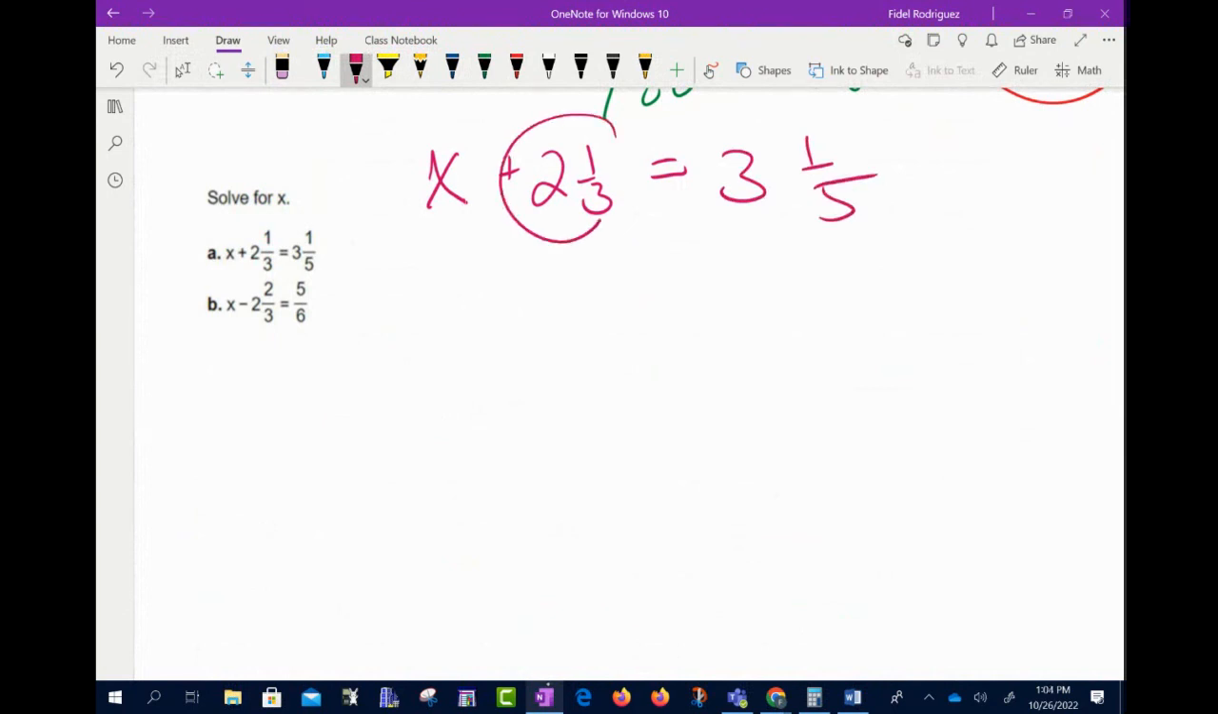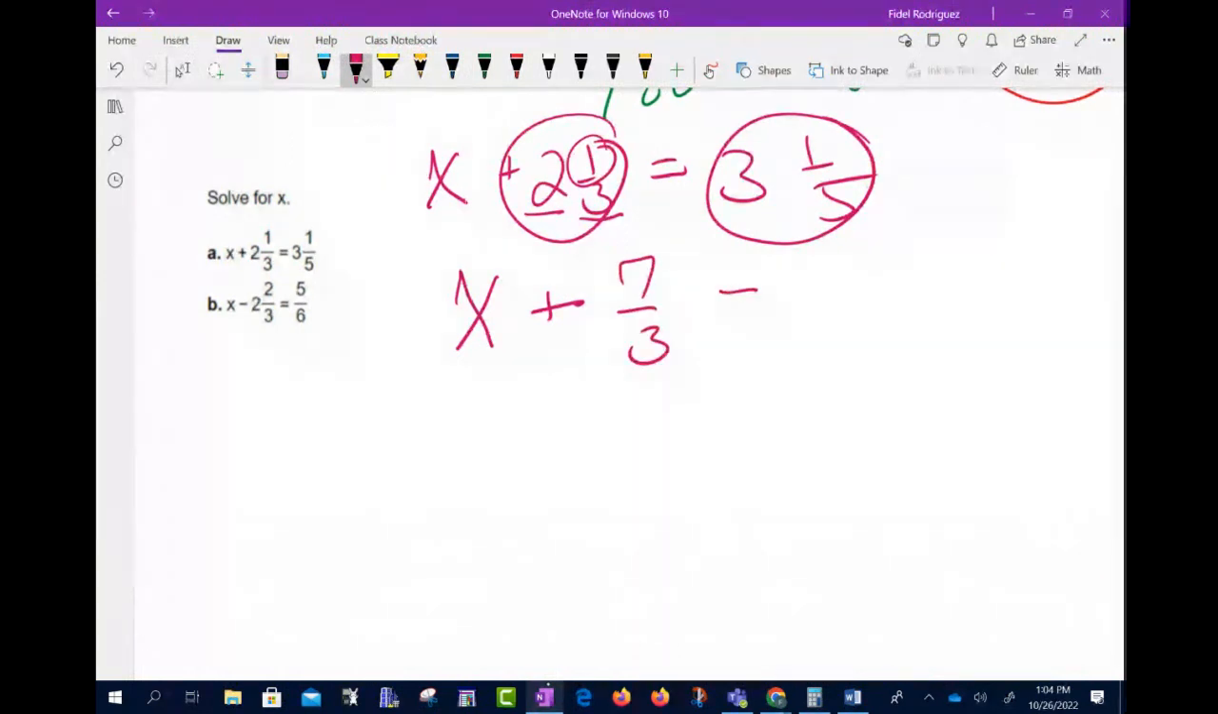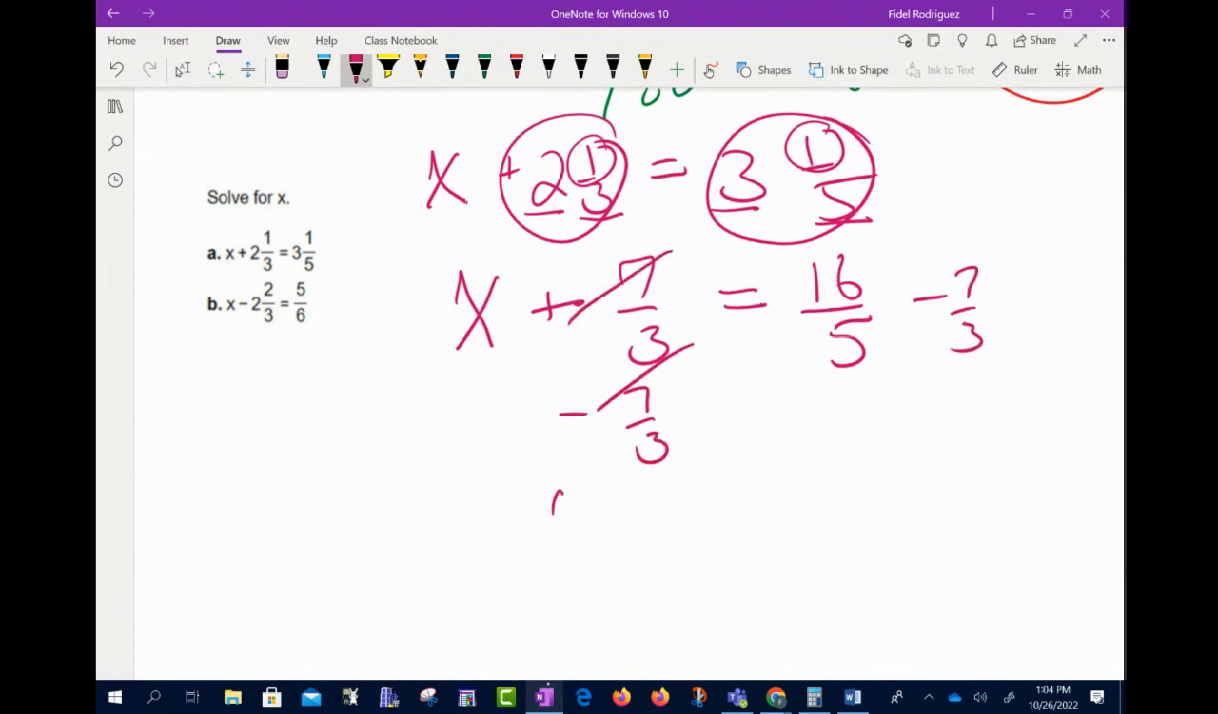The first thing I would do, y'all, I would probably convert these numbers, again, to improper fractions. So 3 times 2 is 6, plus 1 more is 7. That's 7/3. 5 times 3 is 15, plus 1 more, 16/5. Okay. And then again, I would subtract 7/3 on both sides so that I can get my x by itself.